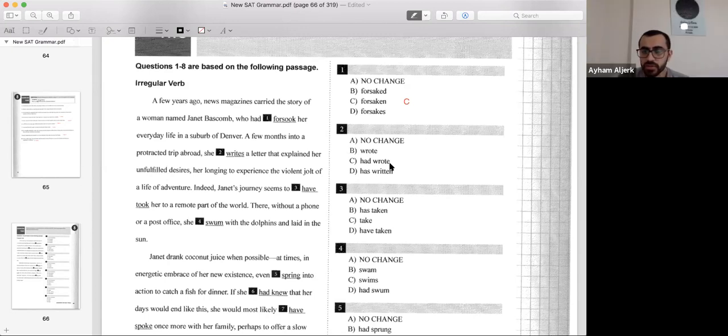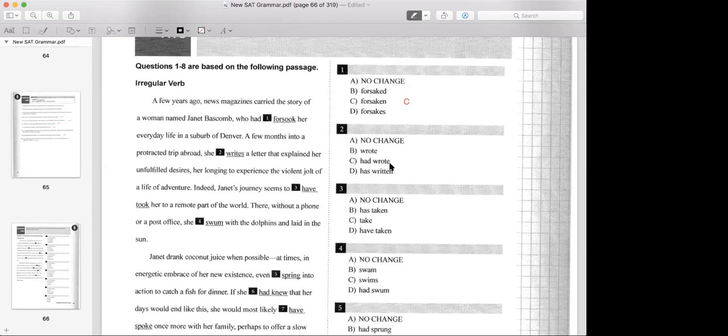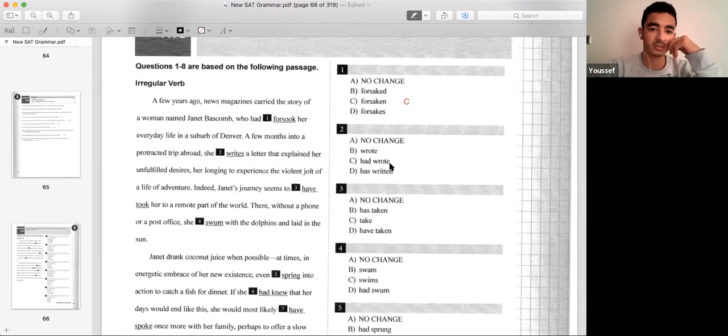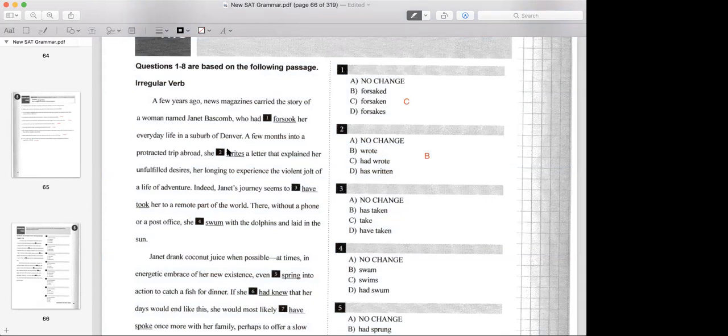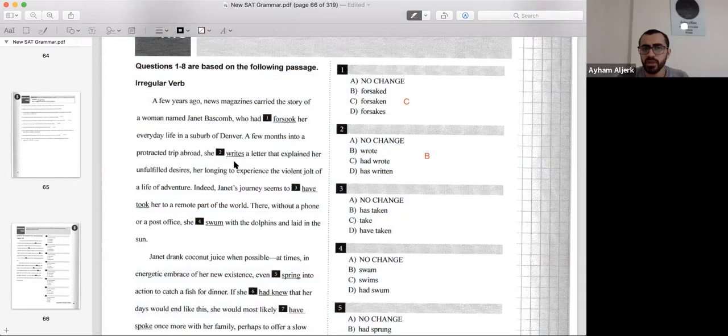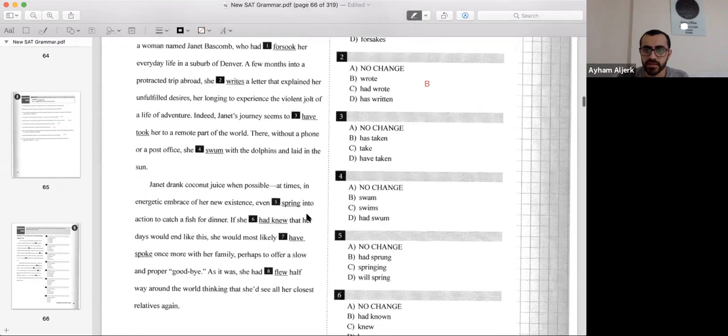Now, we have wrote. So what do you think? Do we have B or D? I think B, wrote, because it's in the past. Exactly. So when we have present perfect, it means there should be a connection between the present and the past. But here, we're just talking about a few years ago. Yeah. It happened and finished. So a few months into her trip, she wrote. So B is the correct answer.